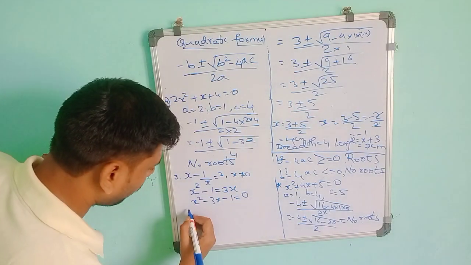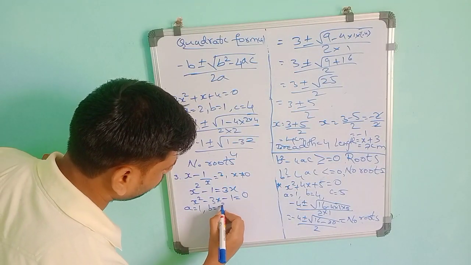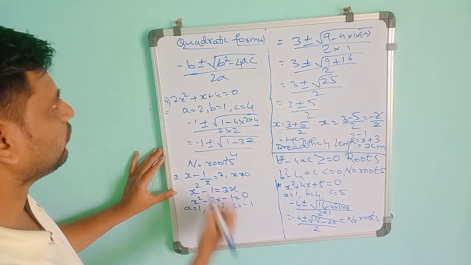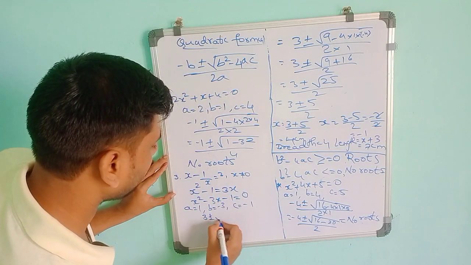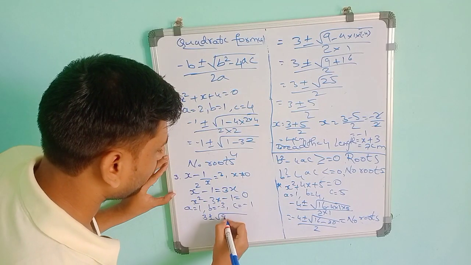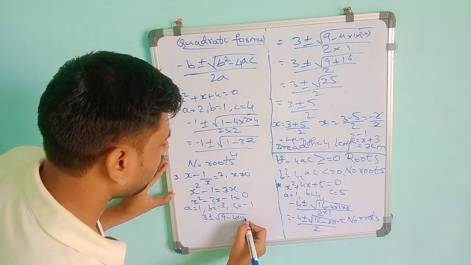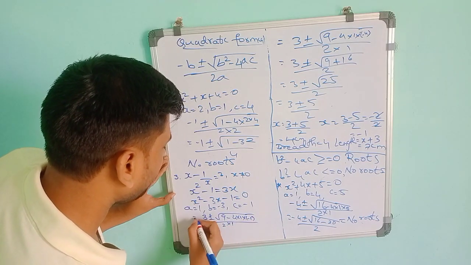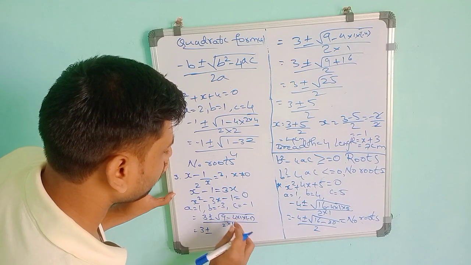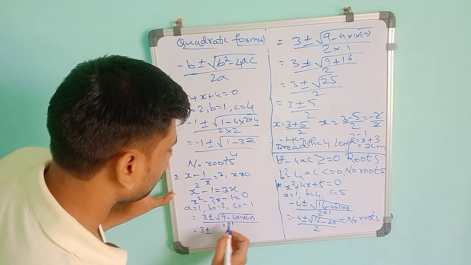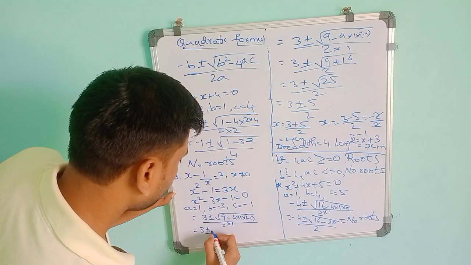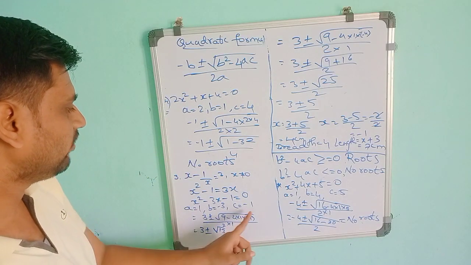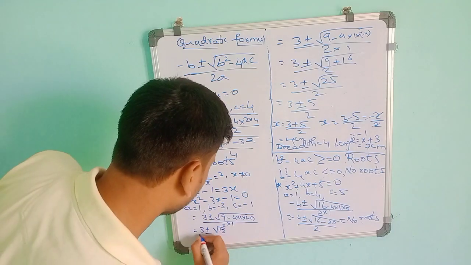Put the values now. a is equal to 1, b is equal to minus 3, c is equal to minus 1. So the formula is minus b; already b is in minus sign, so again minus means it will become plus 3, plus or minus root of minus 3 whole square, which is 9, minus 4 into a, which is 1, and c, which is minus 1, divided by 2 into 1. So minus 4 into minus 1 is plus, 9 plus 4 is 13. It will be root 13 divided by 2.